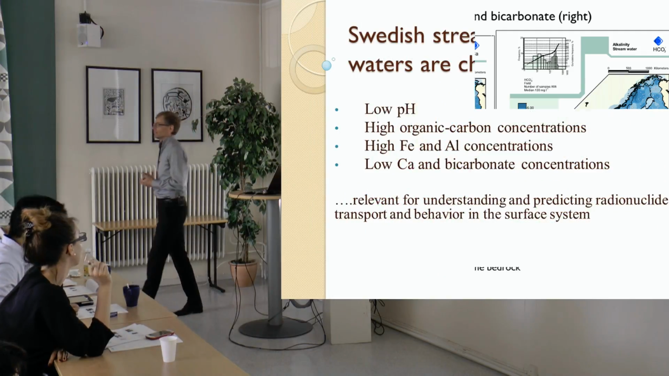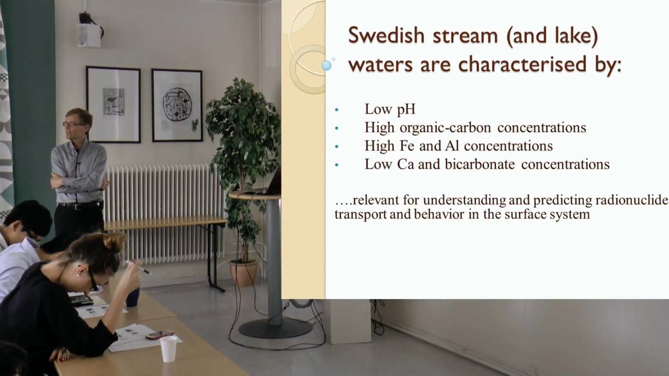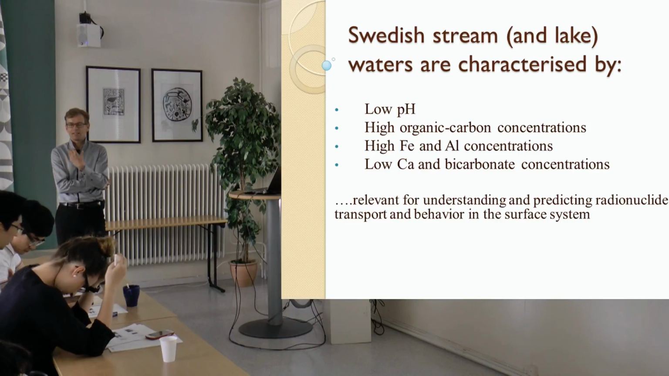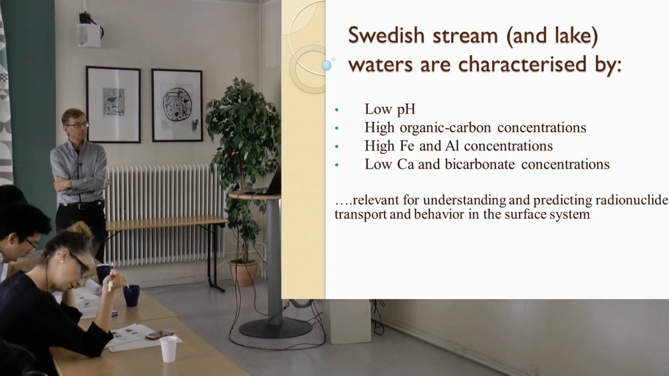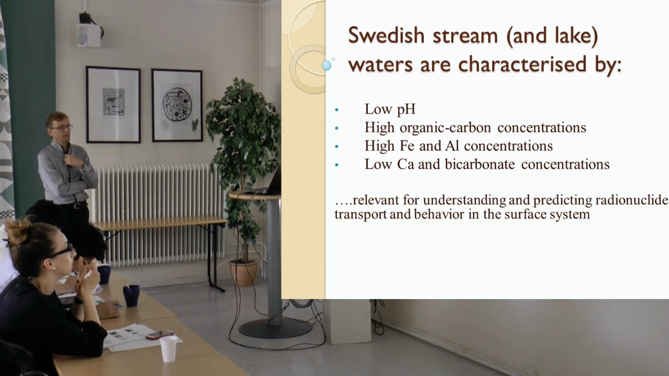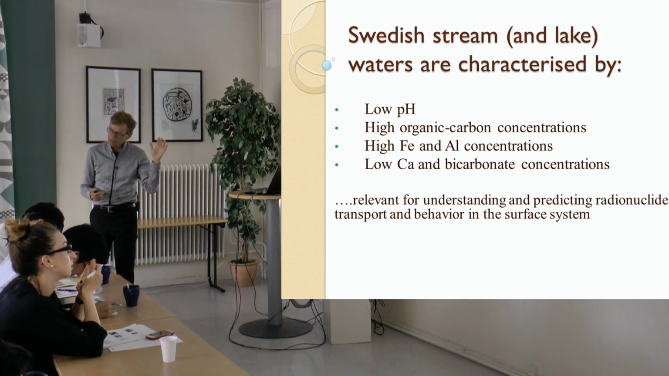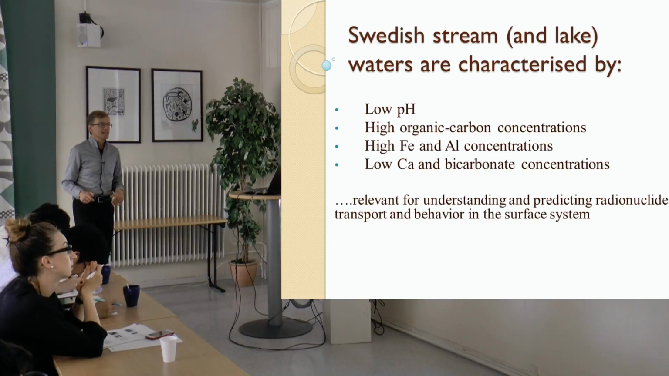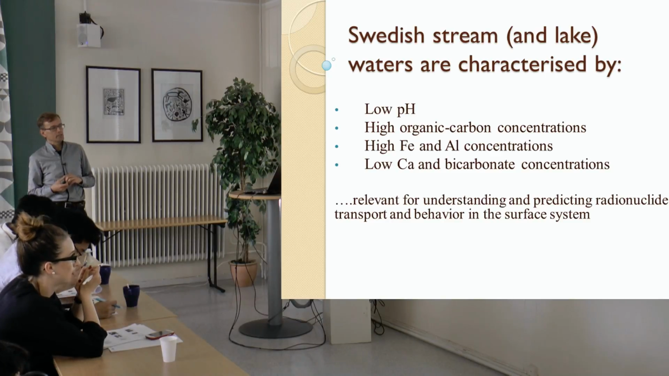So just to summarize, the stream waters here up in the north, we have said, have low pH, high organic carbon, high iron and aluminium, low calcium and bicarbonate. Of course, there are a number of other features for trace elements and so on, but these are the main things. And all this is relevant for understanding and predicting radionuclide transport and behavior in the surface systems.